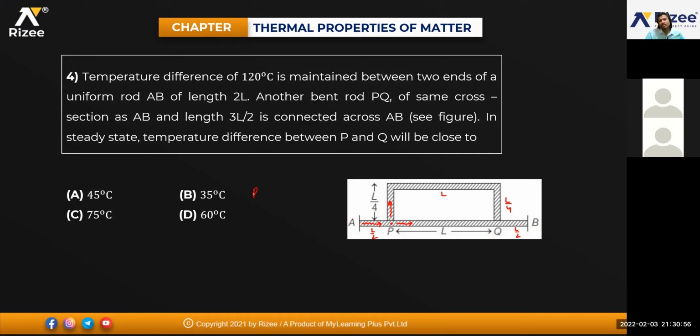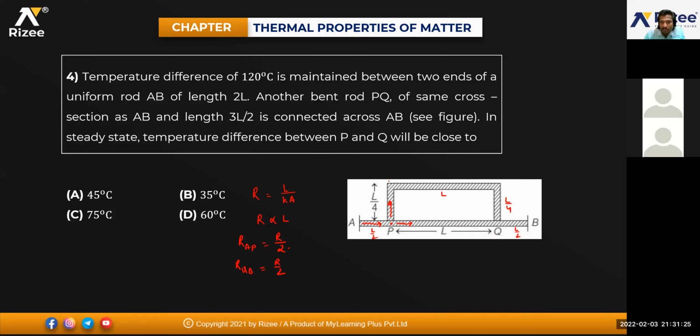What is the resistance formula? R is equal to L by K into A, isn't it? So area of cross section is the same, thermal conductivity is also the same. So R is directly proportional to the length L. Okay, resistance across your AP will be equal to how much? R by 2. Resistance across your Q and B will also be equal to your R by 2.